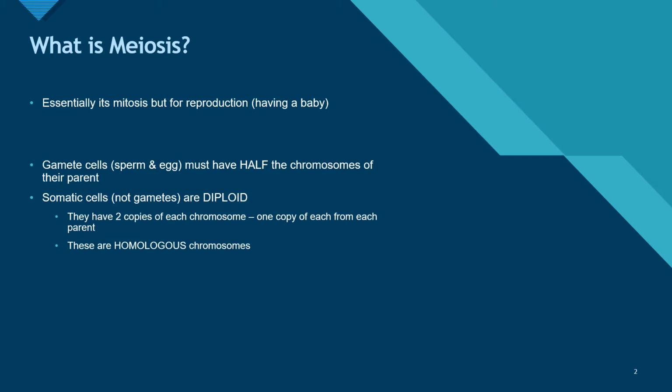So what this means is gamete cells, or the sperm and the egg, must have half the chromosomes of their parent. So somatic cells, remember those are the body cells, not the gametes, are diploid. And we'll learn a little bit about diploid versus haploid later. They have two copies of each chromosome, one copy from each parent. And these are what's known as homologous chromosomes.